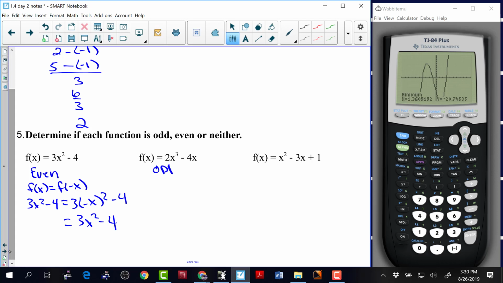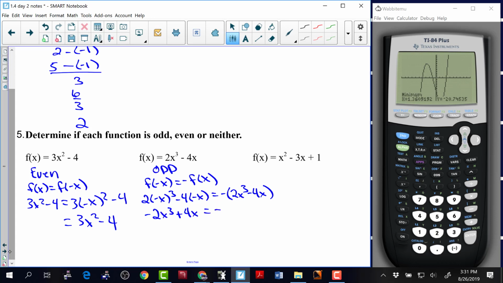This is an odd function. So f of negative x should equal negative f of x. And so we have 2 times negative x to the third minus 4 times negative x should equal negative 2x to the third minus 4x. Well, this becomes negative 2x to the third. This becomes positive. Running the negative through, we get negative 2x to the third and then plus 4x. So that's an odd function. Since this is even and x to the first is odd, this is neither.